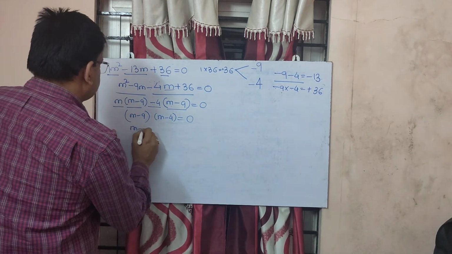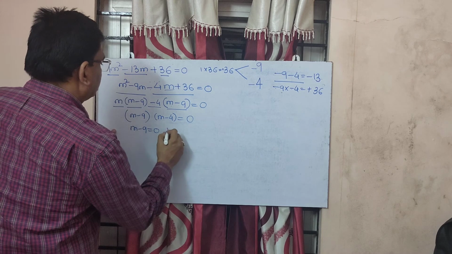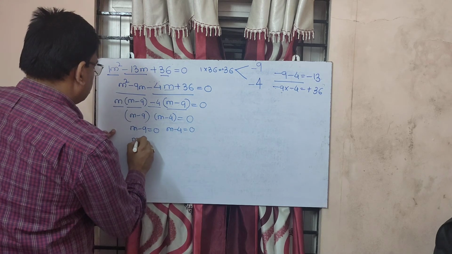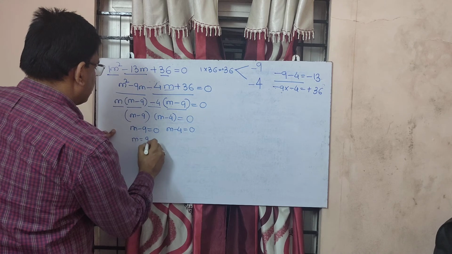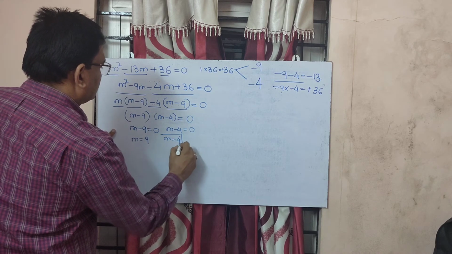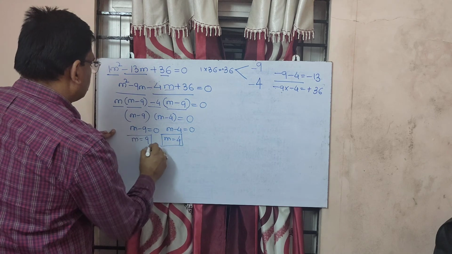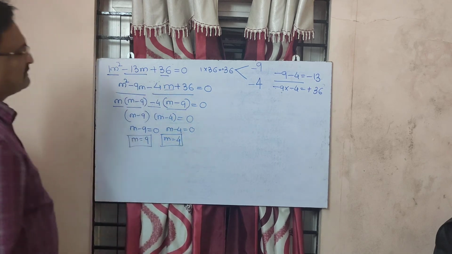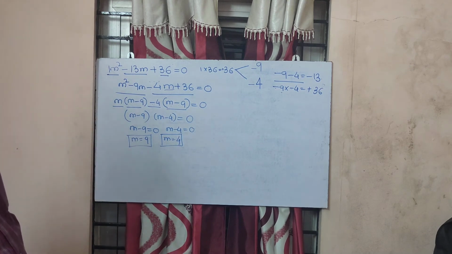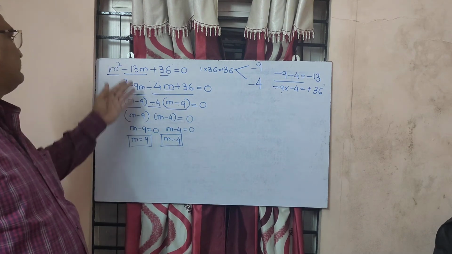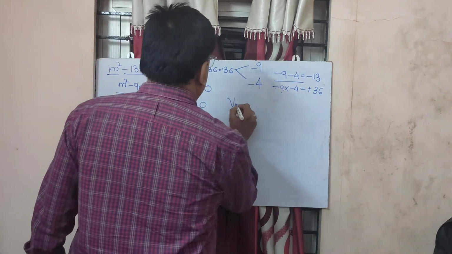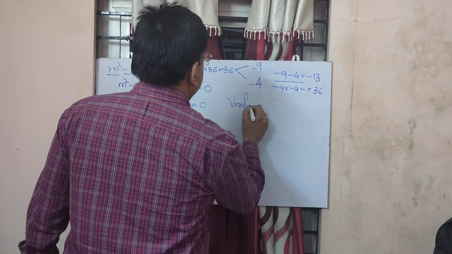So m minus 9 is equal to 0 and m minus 4 is equal to 0. m is equal to 0 plus 9, that is 9, and 0 plus 4, that is 4. Now these are the two values, the two roots of this equation. If you want to check, just put the values in the equation. Verification, you can do it.